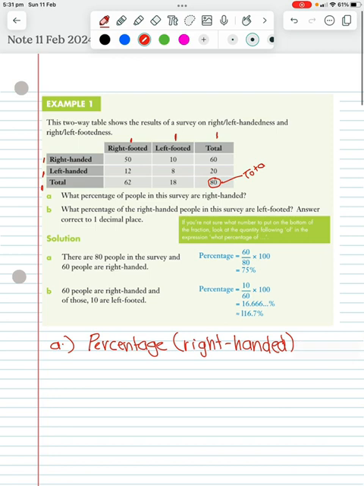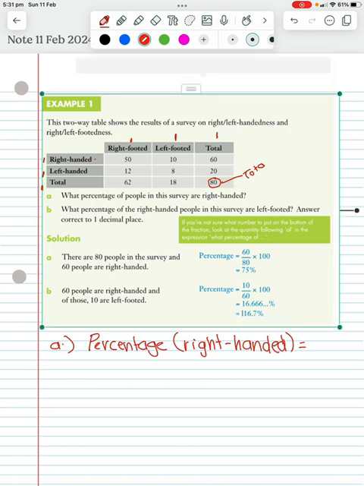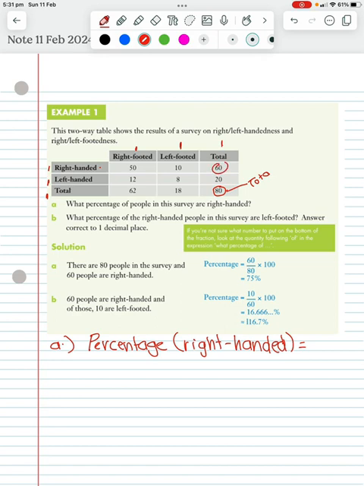And this is going to equal, haven't left myself a lot of room. So right-handed, we want the total, so we go all the way to the total column, which is going to be 60. We're then going to divide it by our total amount of participants, which is 80. And then we're going to multiply it by 100 because we know there's 100% in a whole. And that is going to give us 75%. That's it for part A. Part B is what percentage of the right-handed people in the survey are left-footed, and they want it correct to one decimal place.